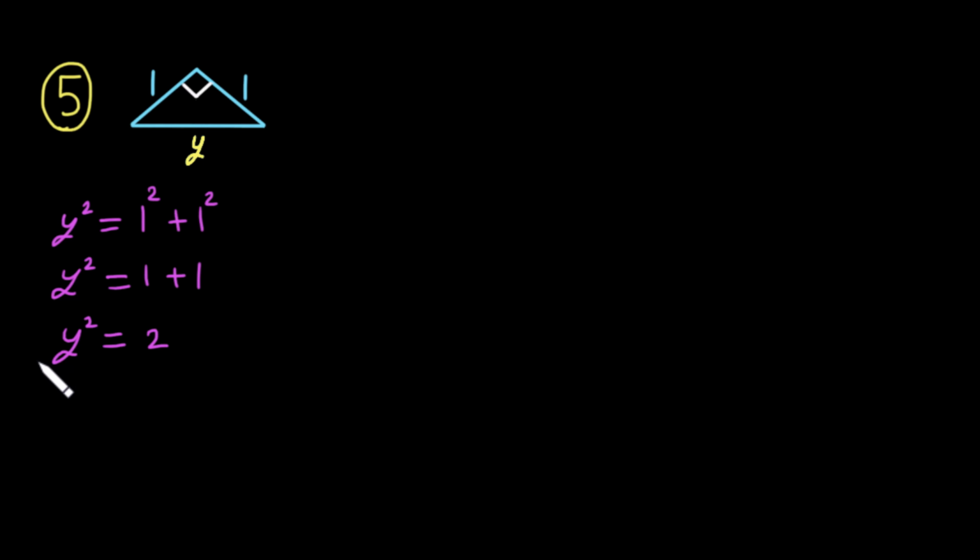So if we take the square root for both sides here, we will get y equal the square root of 2. And of course, you cannot simplify this one. So the answer here is the square root of 2. So it's a very simple example, this one, as it has two sides here, 1 and 1. Now you know how to apply the Pythagorean formula to solve right triangle problems like this one, whether you are finding the hypotenuse or any side of a right triangle.